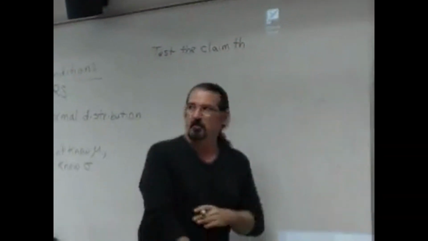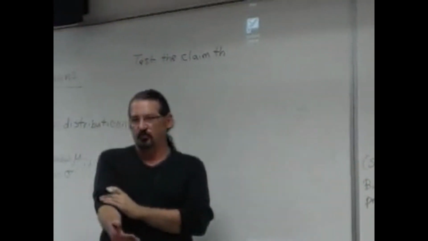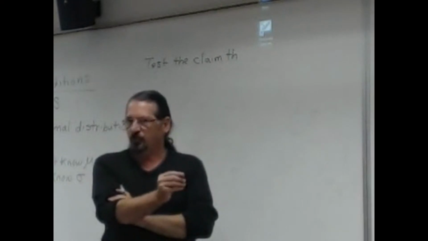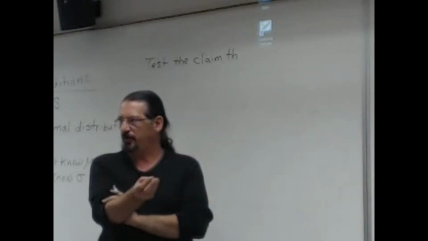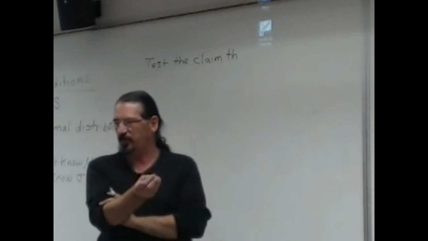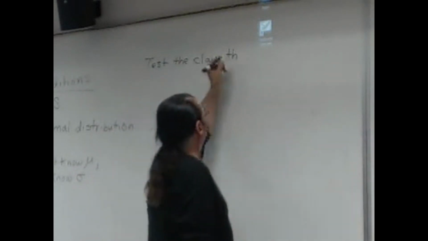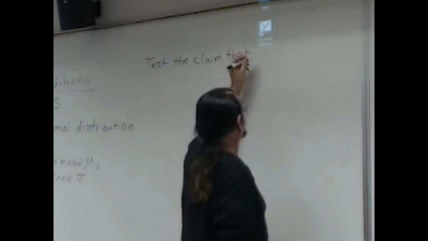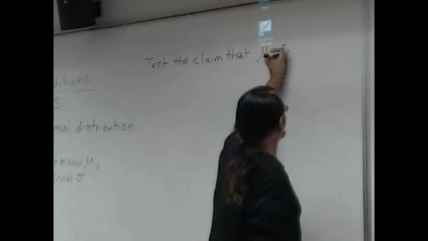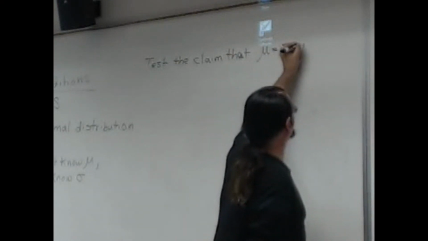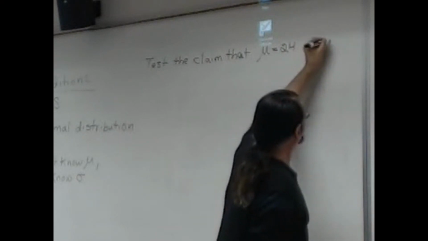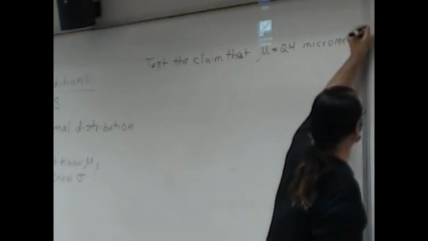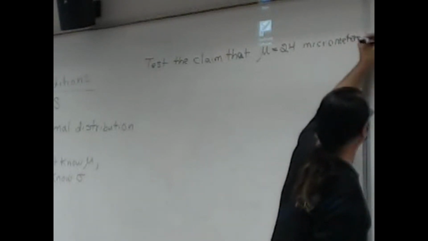we're making a claim about the population mean, just like the confidence interval, we were looking for something that had a high probability of capturing the population mean, mu. So test the claim that mu equals 24 micrometers per hour. I don't even know what the abbreviation for micrometer is, so I'll just write it all out. Micrometers per hour.